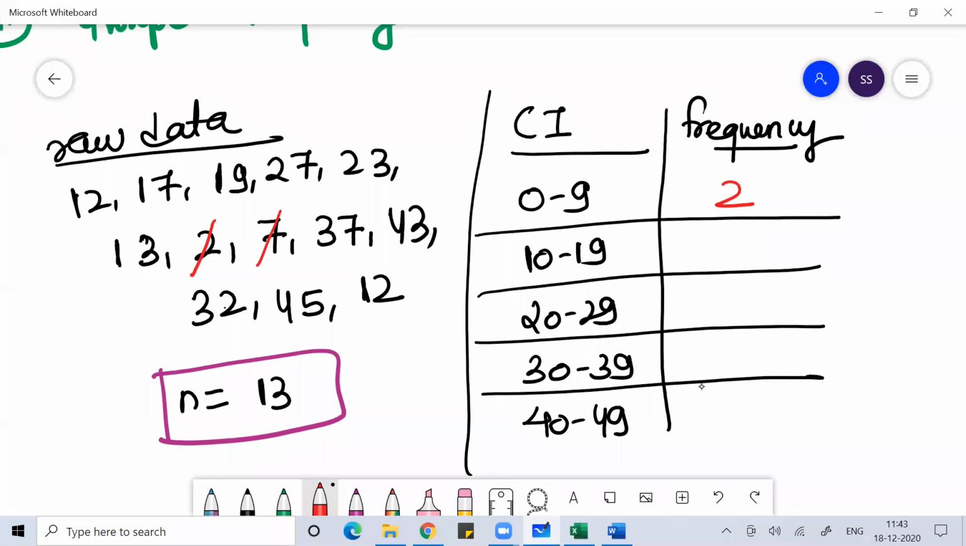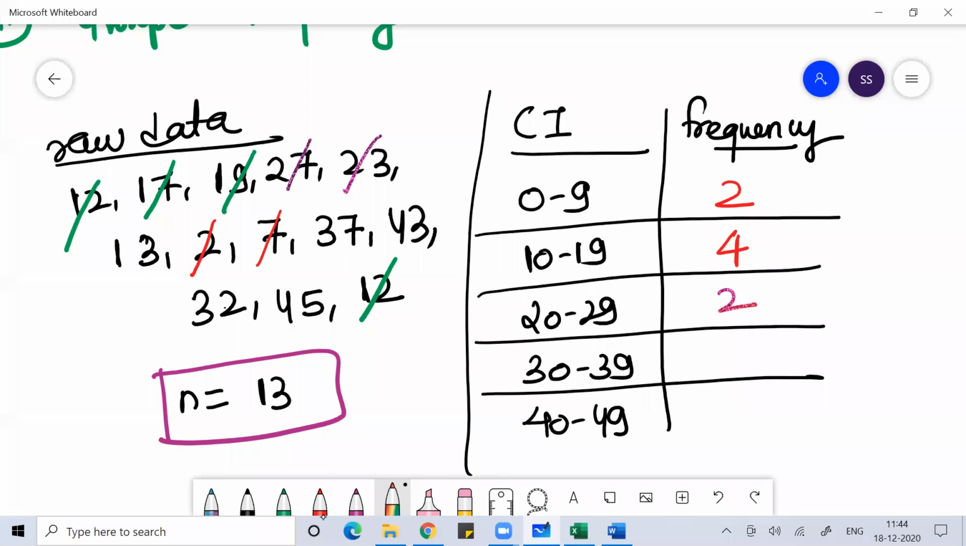Okay, 10 to 19. How many numbers are there between 10 to 19? So 1, 2, 3, okay, 4. So 4 data is there from 10 to 19. So you can write here 4. Then 20 to 29. How many data is there between 20 to 29? 1, 2. Only 2 data is there between 20 to 29.